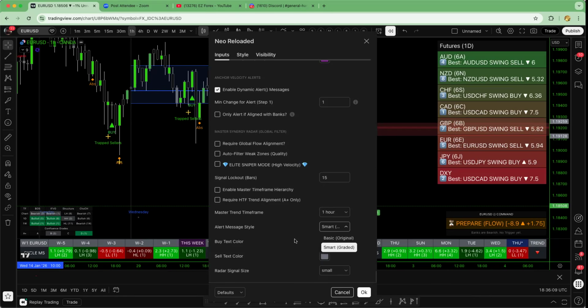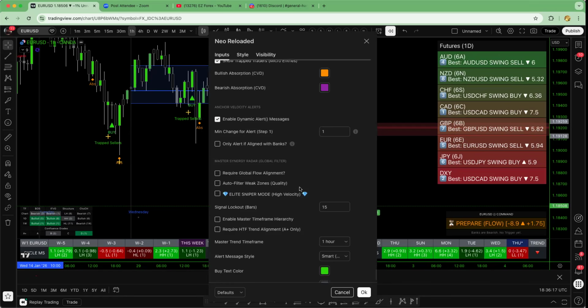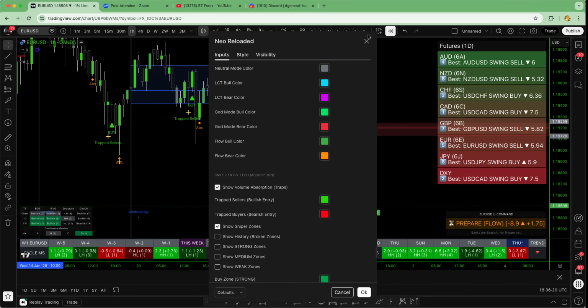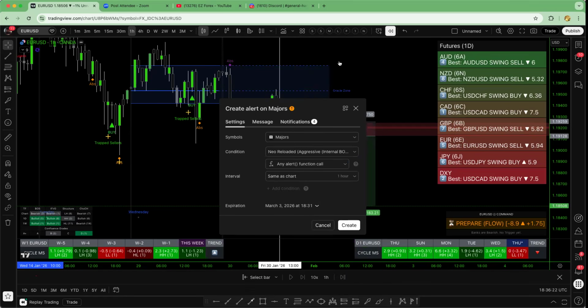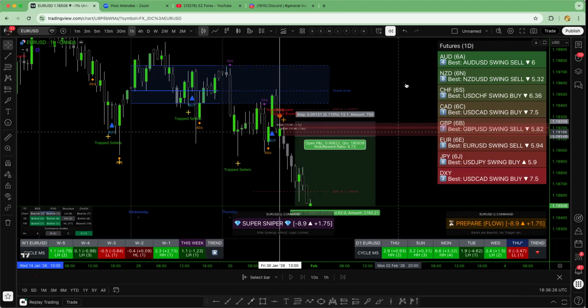And then it just tells you what alert style you want. Do you want this one? Do you want the basic original? Again, I'll make sure there's information beside all of this so you can read it yourselves. You understand? So that is all the stuff in the table, all the updates I've done and everything.